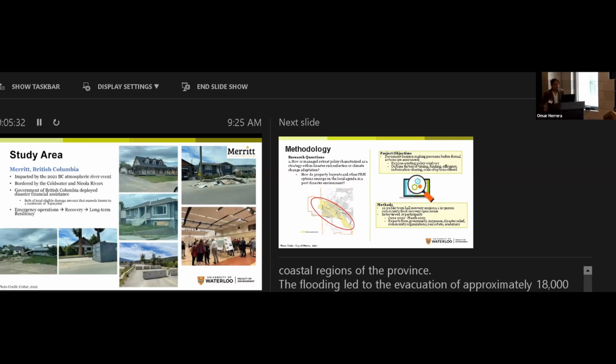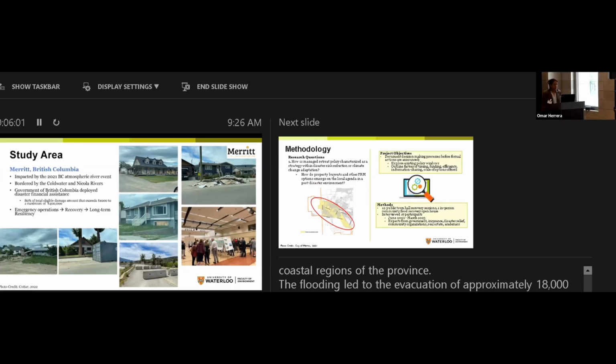Afterwards, the government of BC actually deployed disaster financial assistance across the province, and homeowners, businesses, and tenants could apply for this program. Just a quick caveat: only 80% of total eligible damages could be covered, up to $400,000 to rebuild. This is only to rebuild to its original state. So you can't really flood-proof your home, and that creates major issues for the future flood resiliency of that community.